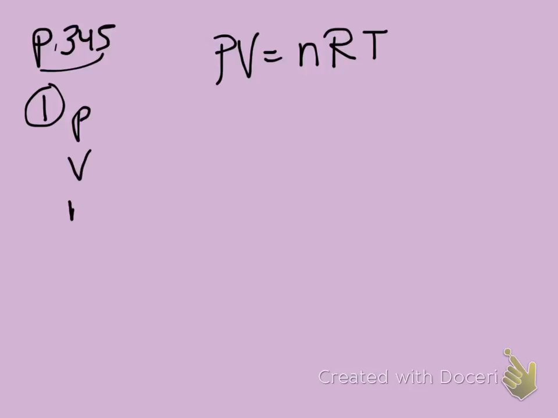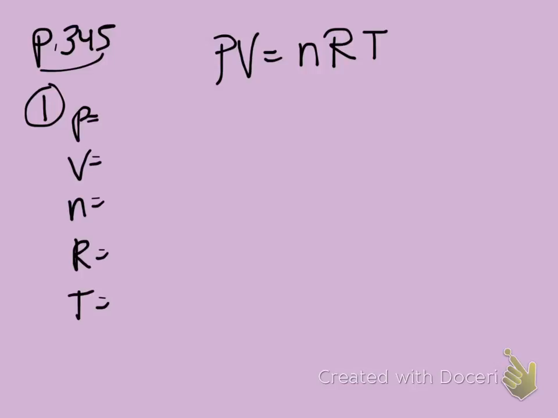This is actually page 345, and this is number 1 in the practice at the top. We want to know how many grams of CO2 gas there are in a 45.1 liter container at 34 Celsius and 1.04 ATMs. So of course the first thing we do is we write PV equals nRT, and then we're going to list variables. So pressure, volume, number of moles, ideal gas constant, and temperature.